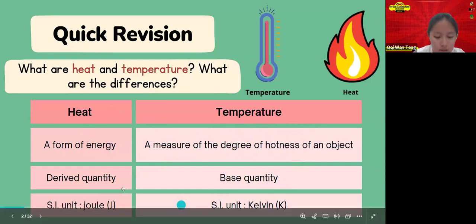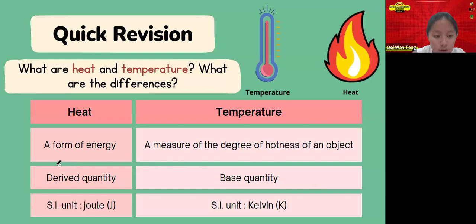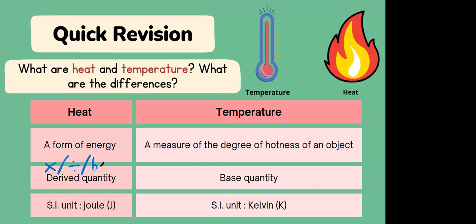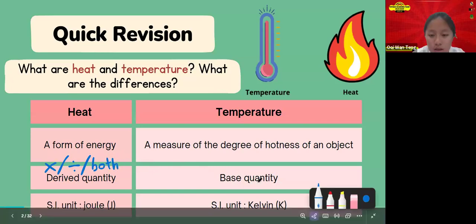A derived quantity is a physical quantity that is obtained from combining one or more base quantities through the operation of multiplication or division or both operations. A base quantity is a physical quantity that cannot be derived from another physical quantity. After that, the SI unit for heat is joule, which is a capital letter J, and the SI unit for temperature is Kelvin, which is a capital letter K.